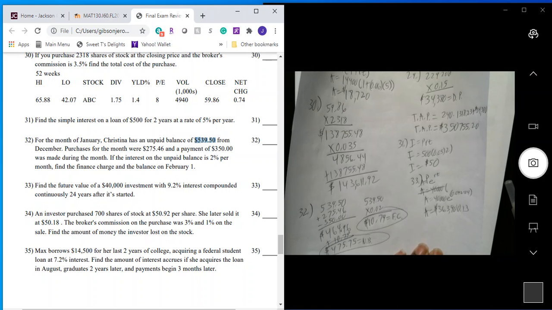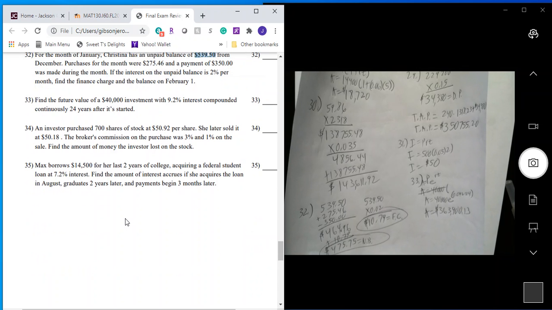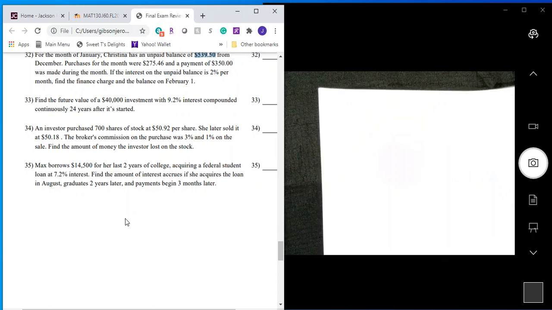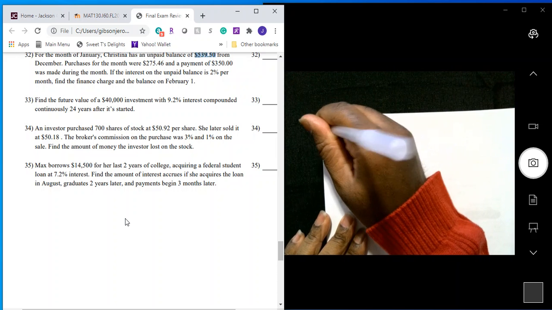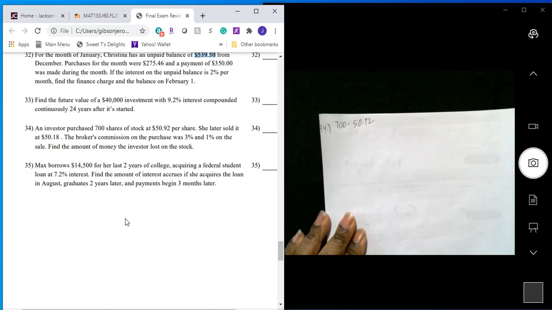Okay, now 34. An investor purchased 700 shares of a stock at $50.92 per share. She later sold it at $50.18. The broker's commission on the purchase was 3% and 1% on the sale. Find the amount of money the investor lost on the stock. Okay. So remember, first, they purchased 700 shares at $50.92. All right.